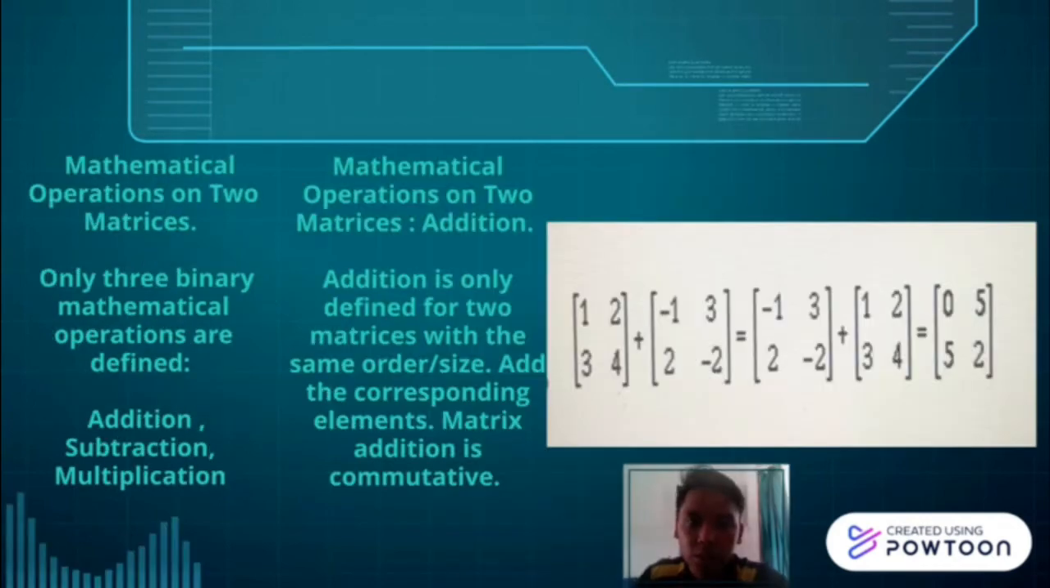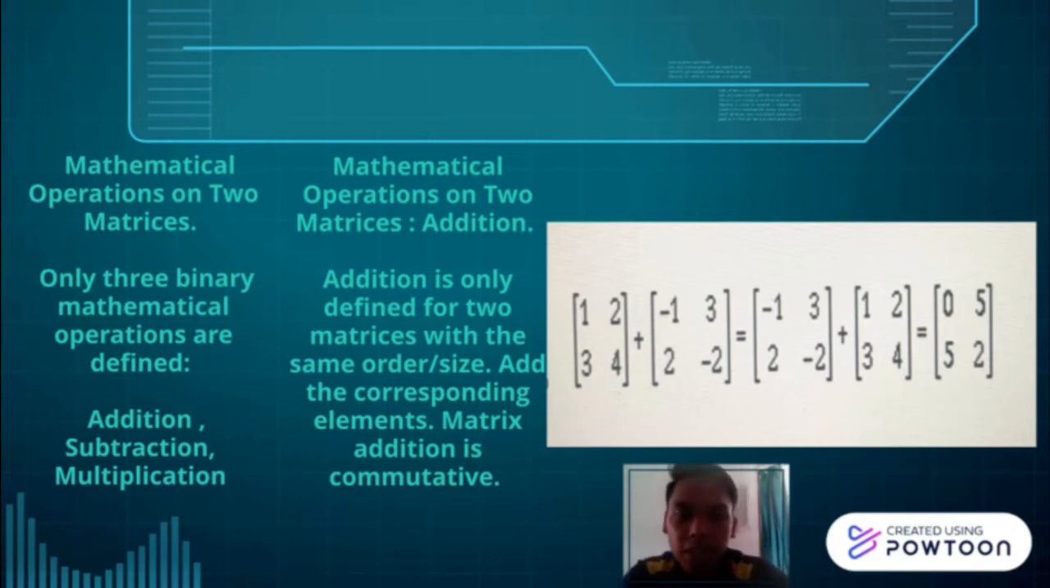Mathematical operations on two matrices. Only 3 binary mathematical operations are defined: addition, subtraction, multiplication. Mathematical operations on two matrices. Addition. Addition is only defined for two matrices with the same order or size. Add the corresponding elements. Matrix addition is commutative.